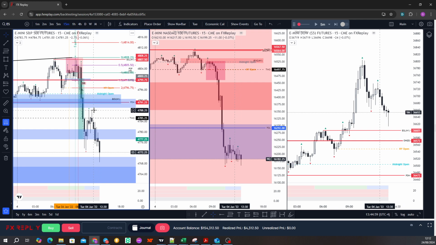So, ladies and gents, we'll leave that part of the session there. Going to take a break and come back a little bit later on to trade and backtest the rest of the week. But in terms of realised P&L, $4,312.50, which is a fantastic start. 2.88%, 1% of the account there.